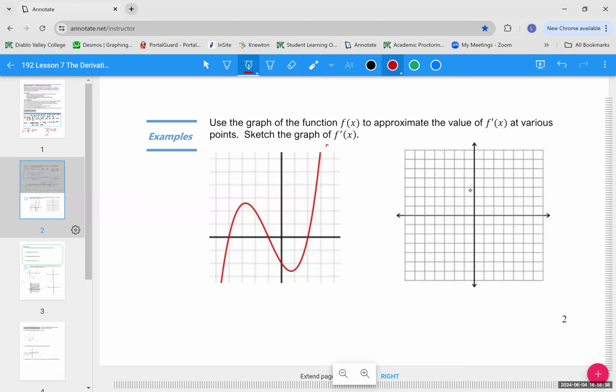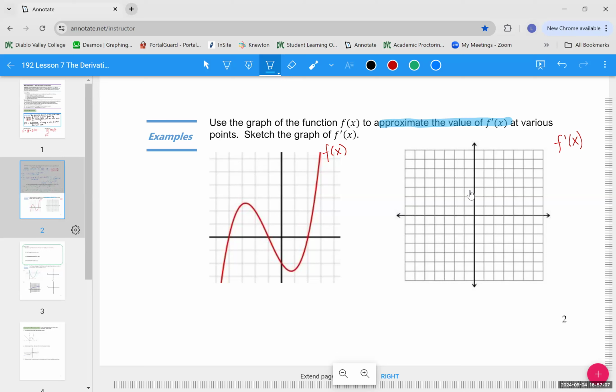So this is my graph of f. And over here, we're going to graph f prime. So how are we going to do this? How do we approximate the value of f prime? Well, we've talked about, especially if we're looking at a graph, one interpretation of the derivative: it's the slope of the tangent line at that point. And we can even really call it the slope of the curve, right?